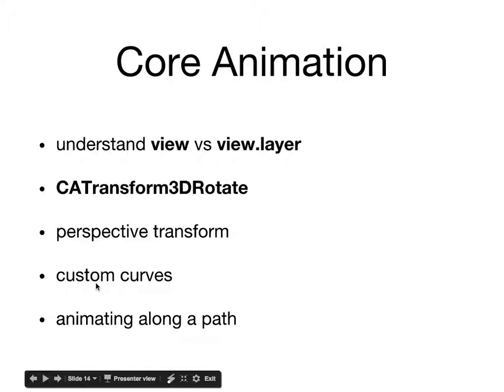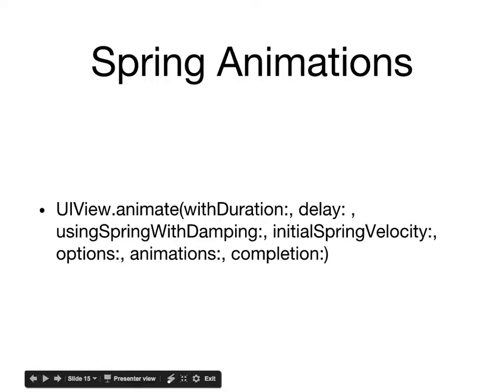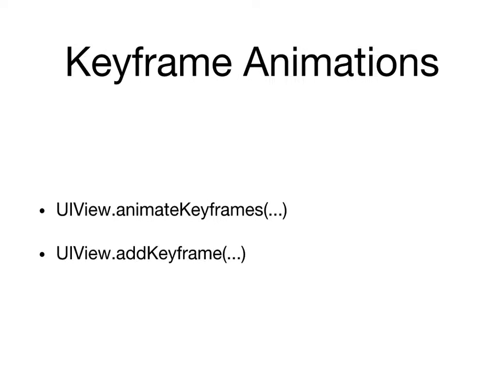And then the custom curves, meaning the custom path. I showed you how to draw a custom path to make the image move along that path. For the spring one, remember the damping is from 0 to 1, so play around with that number. And the last one, the keyframe animation: however many steps you want, you need to add that many keyframes. If you want 10 steps, you need to add a keyframe 10 times.